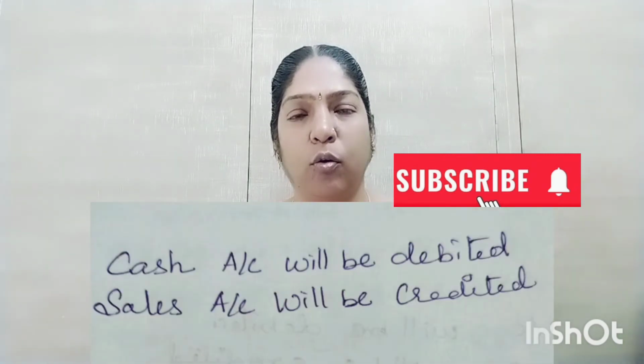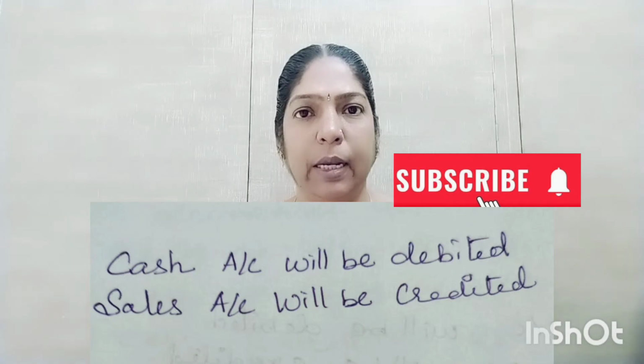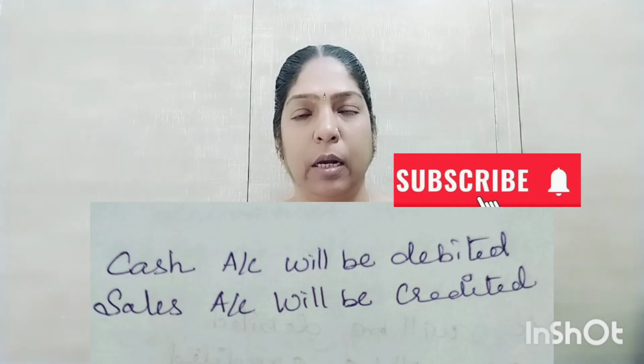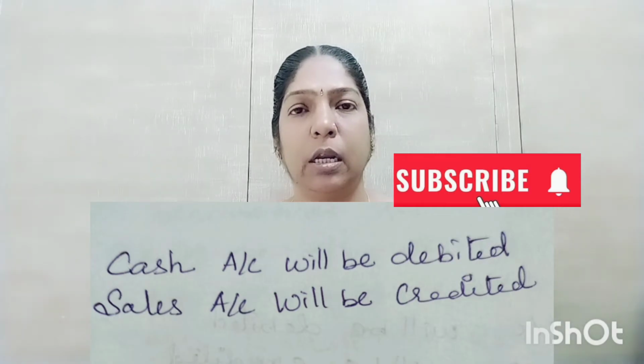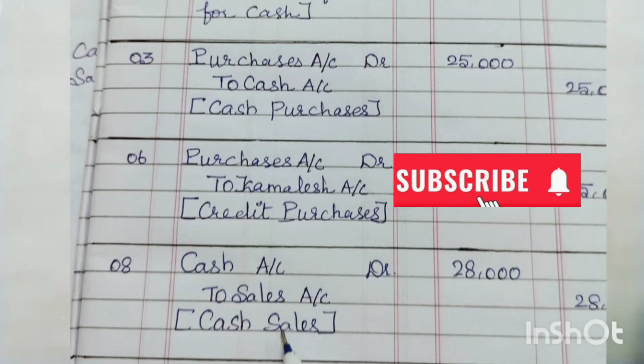Now what do we do? We have to place these two accounts. Cash account will be debited and sales account will be credited in the journal entry. Then come to the journal entry. What date is given in this transaction? Date 8. We have to write 8 in the date column. Then come to the particular column. What account will be debited?